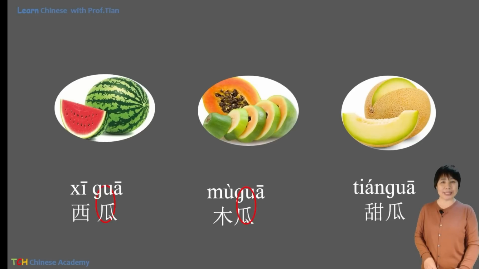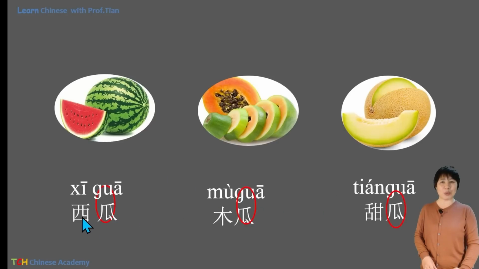And this group, so let's see, 瓜, yeah, 西瓜, and 木瓜. This one is 甜瓜. So they all end with 瓜. Look at the character 瓜. Do you think it looks like this shape when you cut the melon this way? So that is the 瓜. So these are all 瓜.